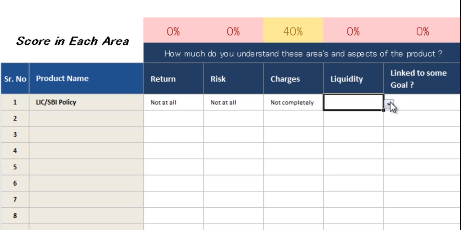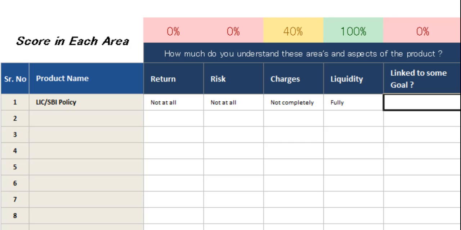And then you choose liquidity part. So how liquid is that product? Do you understand if you can withdraw money before the maturity? Can you withdraw it in next 3 years, 4 years? So do you understand that part or not? So let's say you understand it. You are very clear that you can't withdraw before 3 years, you can withdraw after 3 years, and all those things. So you are fully clear about that part. So you choose fully. And then you say that have you linked this investment with some financial goal in your life?